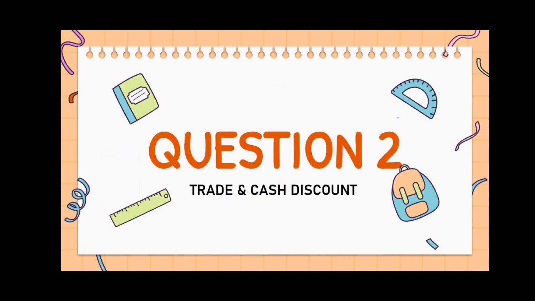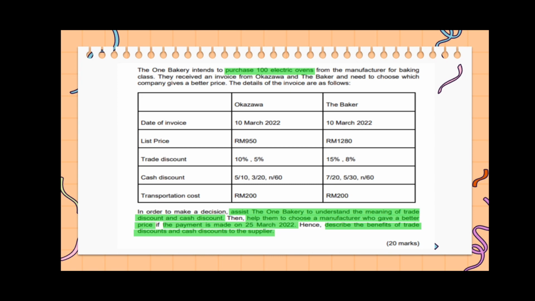So question 2 is trade and cash discount. The question is, One Bakery intends to purchase 100 electric ovens from a manufacturer for baking class. They receive an invoice from Okazawa and the Baker and need to choose which company gives a better price. The details of the invoice are as follows.